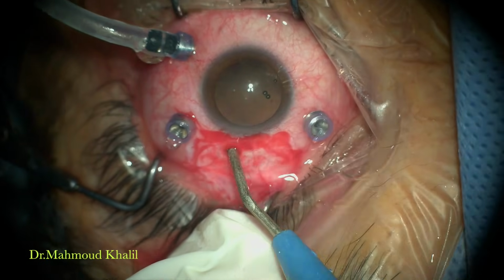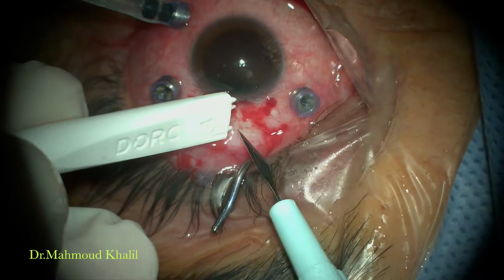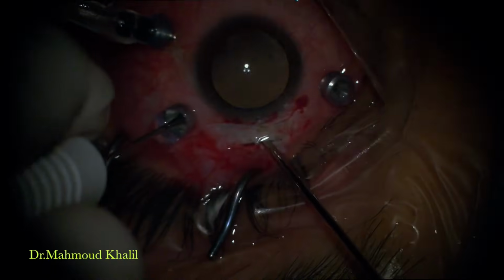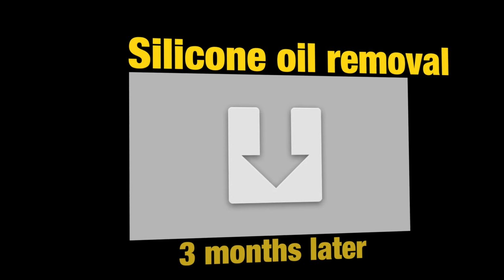Then going for a pars plana incision because the patient is phakic and there is no way to remove the foreign body except this way. Then going for a forceps, manipulating the foreign body in its small diameter and then removing the foreign body. Going for laser on the retinotomy site. Three months after silicone oil removal, as we see, there is no PVR, the retina is flat, and everything is good.